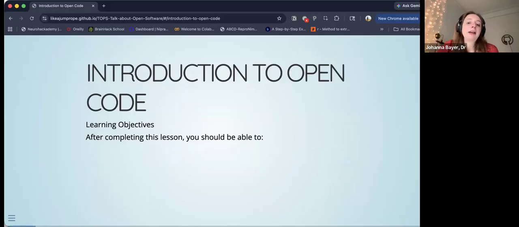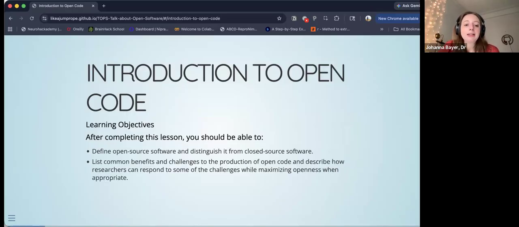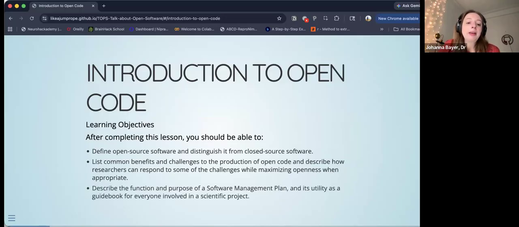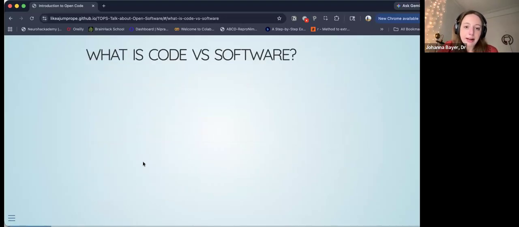So the learning objectives are: you should be able to define open source software and distinguish it from closed source software. List common benefits and challenges to the production of open code and describe how researchers can respond to some of the challenges while maximizing openness when appropriate. Describe the function and purpose of a software management plan and its utility as a guidebook for everyone involved in a scientific project.